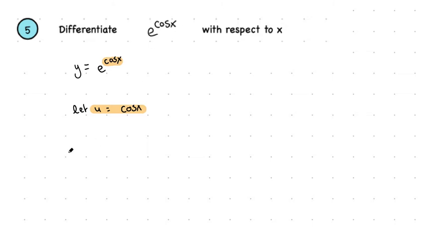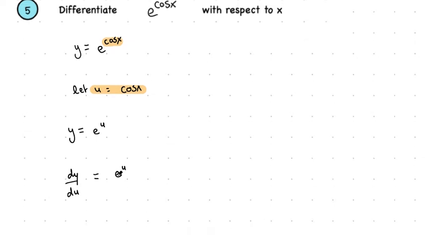Now that means I have y equals e to the power of u instead of e to the power of cos x. So when I differentiate that, I actually can't get it in terms of x. I will have to differentiate it with respect to u. So I will be getting dy du. Now what we know about e to the power of x, or e to the power of u in this case, is that it is unchanged when we go to differentiate it. So e to the x is just e to the x, and e to the u is e to the u.